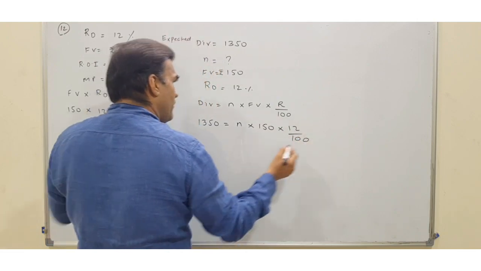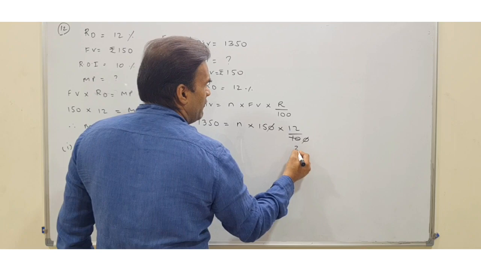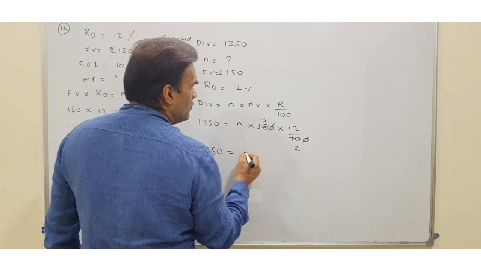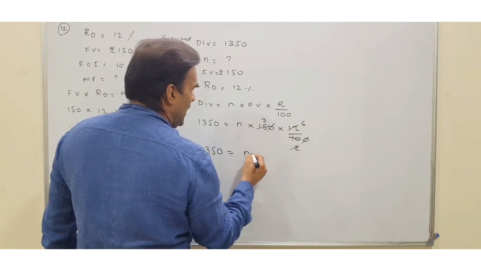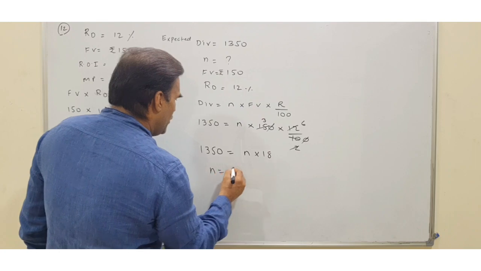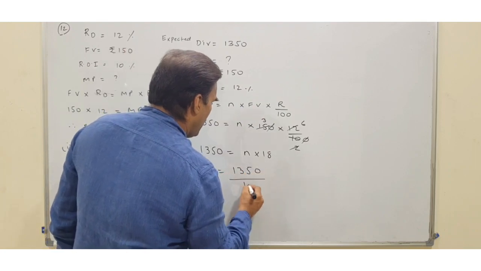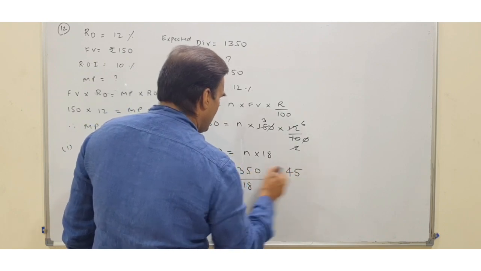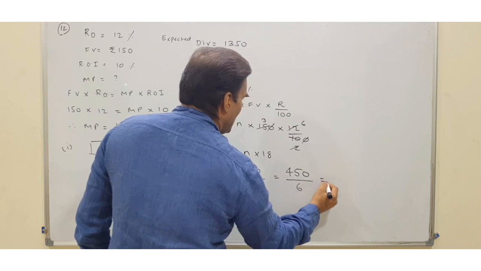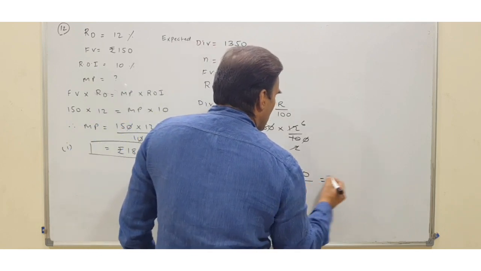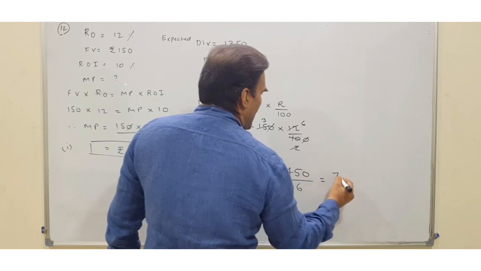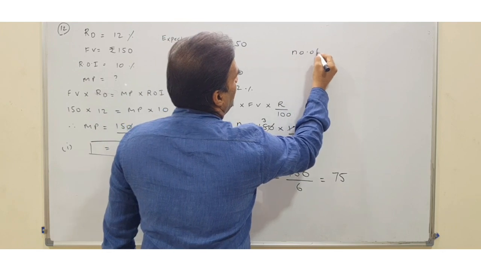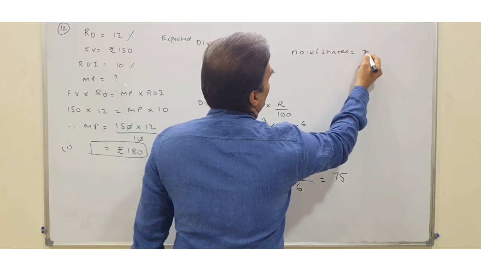So, how do we function? 0 cancels 0. 5 twos are 10, 5 threes are 15. 1350 equals 1 sixes are 6, 6 threes are 18. N into 18. So N is going to be 1350 upon 18. Can we divide by 3? 450 upon 6. Can you further divide by 6? Yes, sir. 75. So what is the number of shares? Sir, number of shares should be 75.